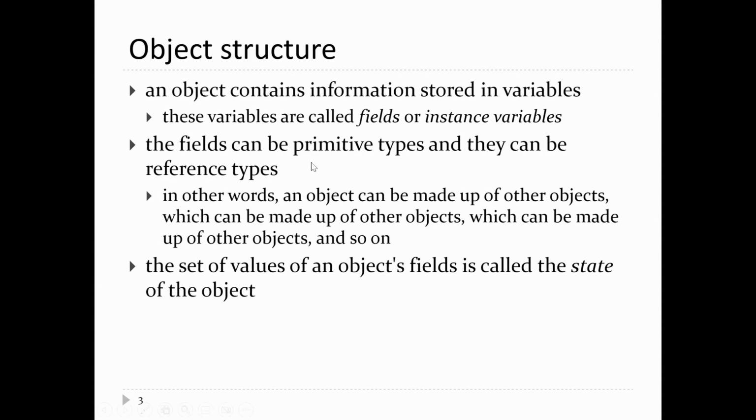They're just variables, so they can have whatever type you want. They can be primitive types, and they can be reference types. What does that mean? It means you can make an object that is made up of other objects, and those objects are made up of other objects, and so on. So it's possible to create very complicated object structures.